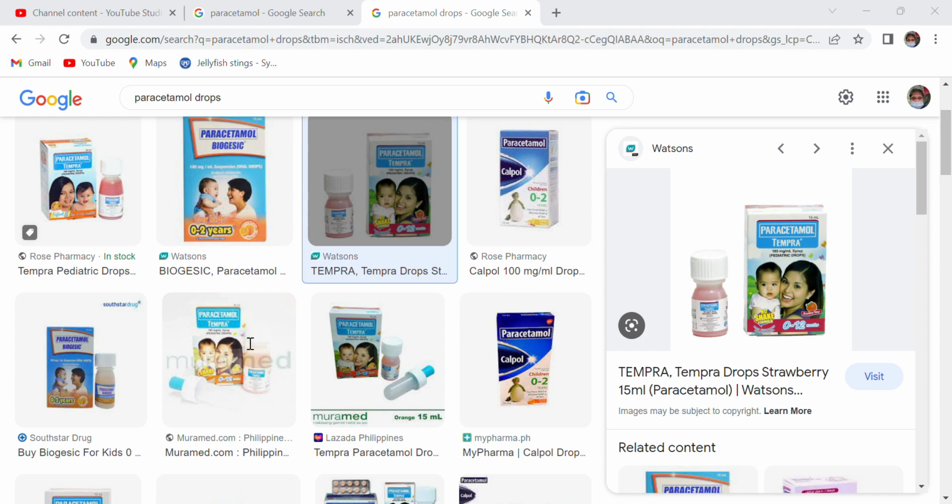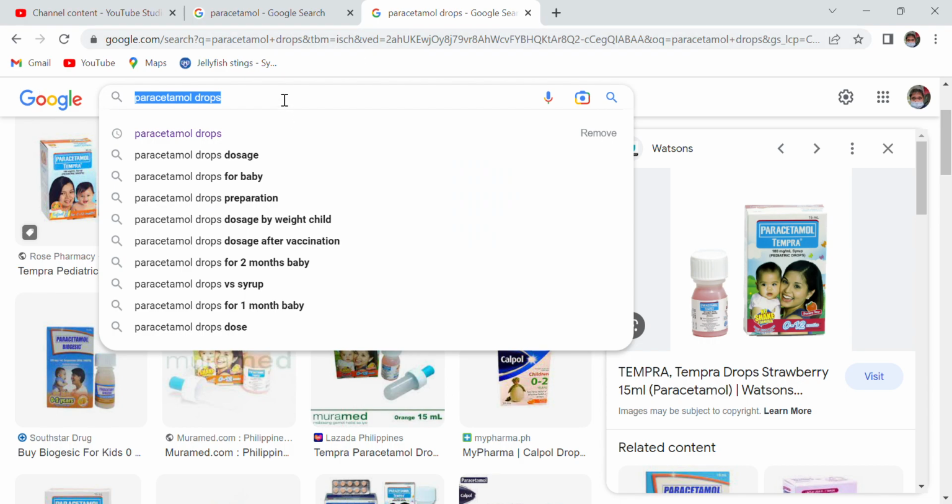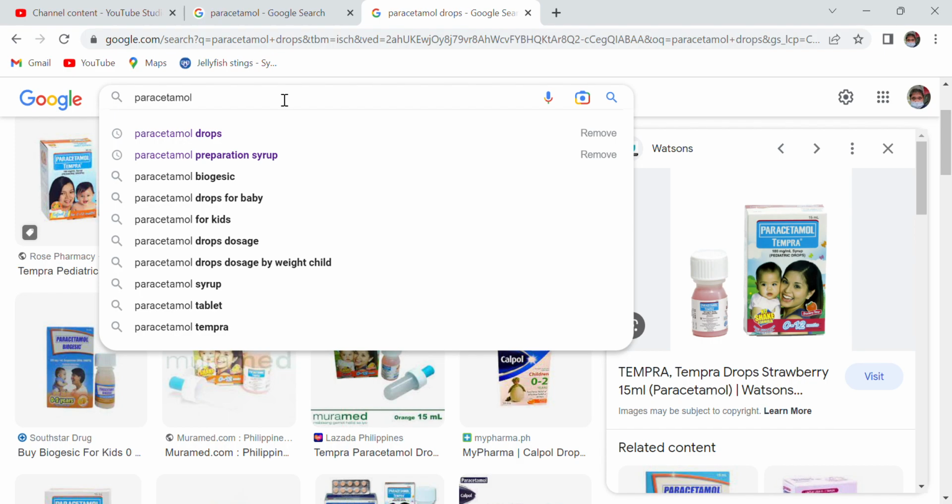But remember that if your child has a liver problem, please use the lowest dose possible, or use another antipyretic other than paracetamol. You can use ibuprofen, because the metabolite of paracetamol, which is NAPQI, is very toxic to the liver. So remember that paracetamol can make your liver inflamed.